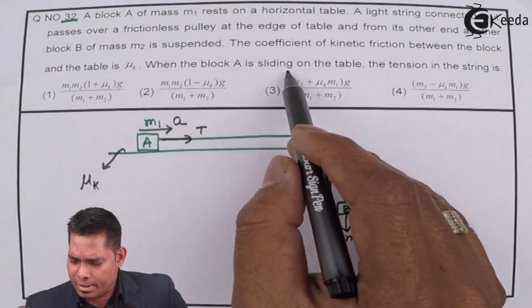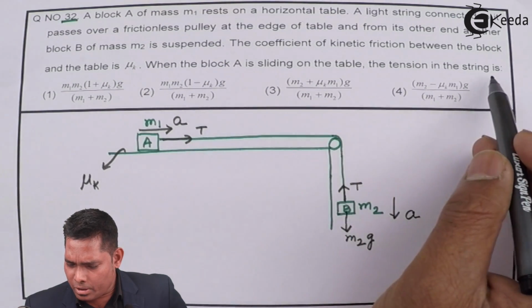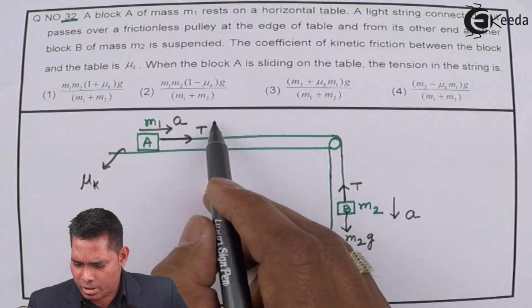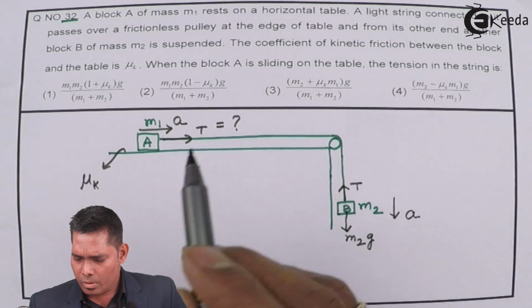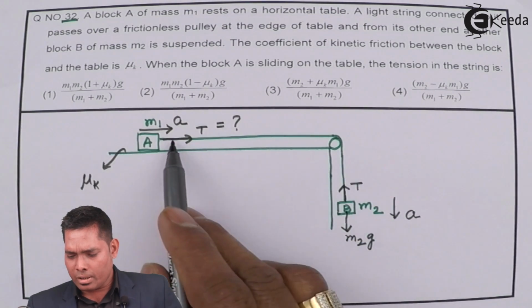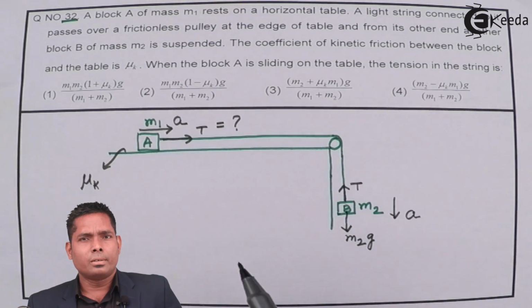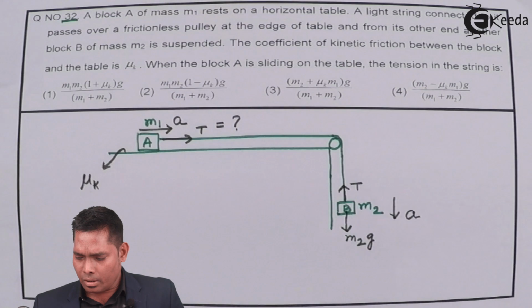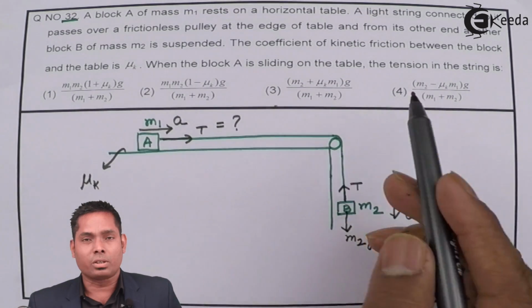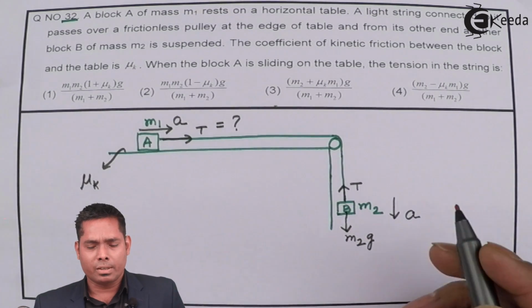When the block A is sliding on the table, the tension in the string is, so what you have to find is how much this tension is. What is the tension in the string? The tension here and here are the same, one string, one tension. So you have to find the value of this tension, and these are the four options given, and we have to find which one is correct.